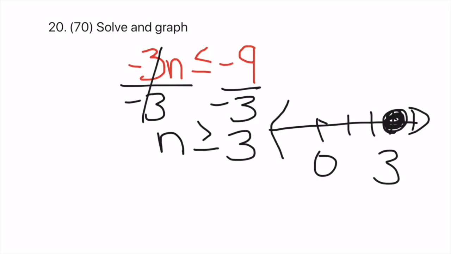And then notice that the inequality sign is pointing to the right. So that kind of gives you a clue which way you're going to be drawing your arrow. And also it just makes sense, n has to be greater than or equal to 3. So all the numbers that are greater than or equal to 3 are to the right. And that was the last problem for test 18.